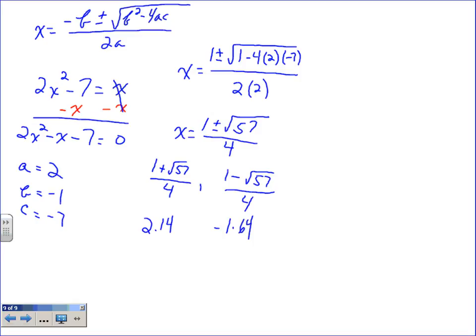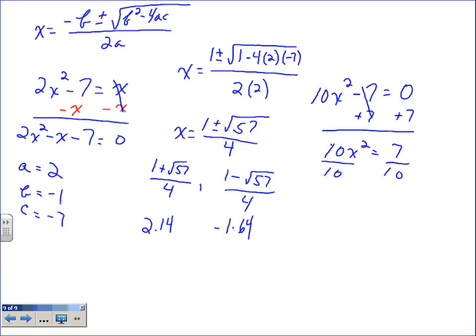What I would use, you have 10x squared minus 7 equals 0. Okay? Which one of the above methods would I use? Well, I would add 7 to both sides. And you have 10x squared equals 7. And then divide by 10. X squared equals 7/10. And so x would equal plus or minus the square root of 7/10. That's what I would do for that problem.